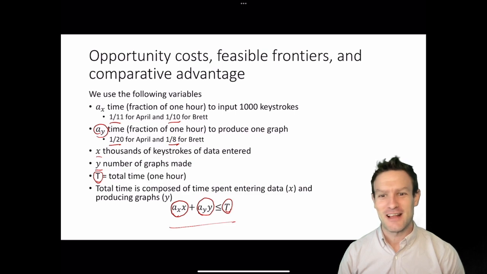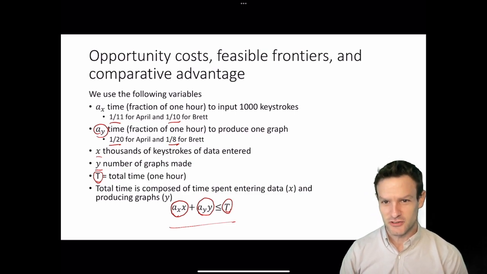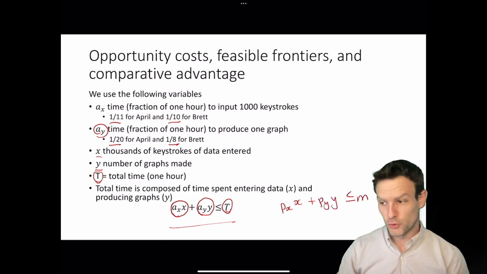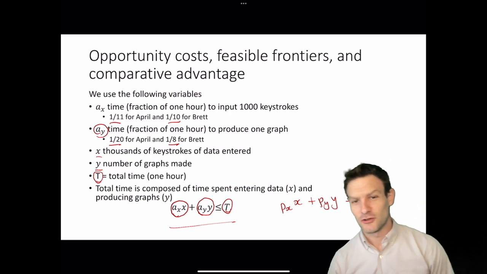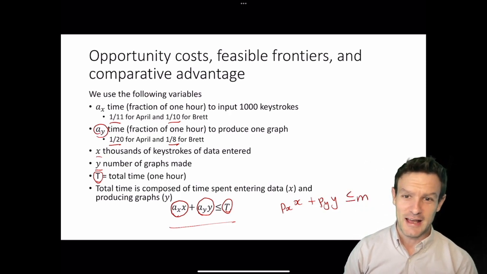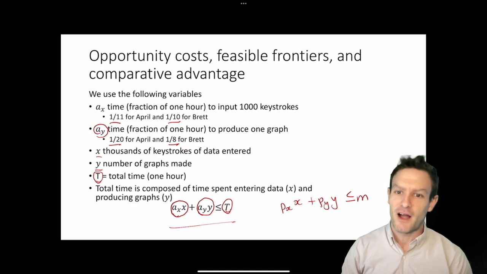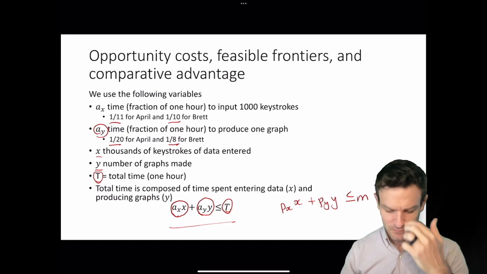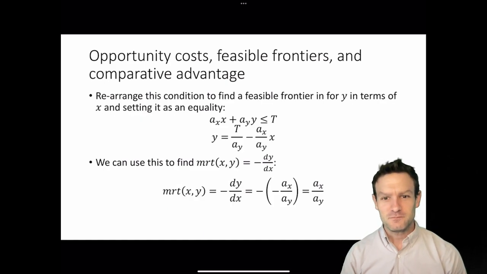Now, what you can see here is that this looks very similar to a budget constraint. Remember what we had previously for a budget constraint is that we saw the price of x times x plus the price of y times y must be less than or equal to your total available budget. Okay, so your total available budget was equal to M. So if that's familiar, it's the same kind of idea. You have a time budget that you're allocating to two different tasks. Okay, now, how do we think about the opportunity cost?